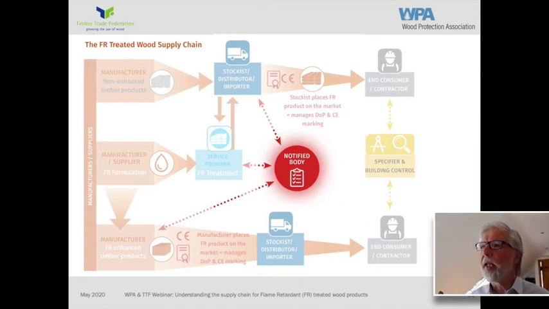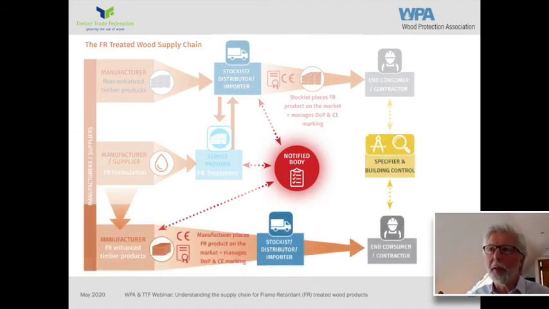A notified body is a network of organizations around Europe who are competent and accredited to carry out these sorts of assessment. And in the UK, probably the two best known notified bodies are Exova Warrington Fire and BRE. So the manufacturer would get one of these notified bodies to assess, accredit, certify their factory production controls. That would allow the manufacturer to CE mark their product with the fire performance, produce a declaration of performance and the associated documentation, and then place that product on the market.